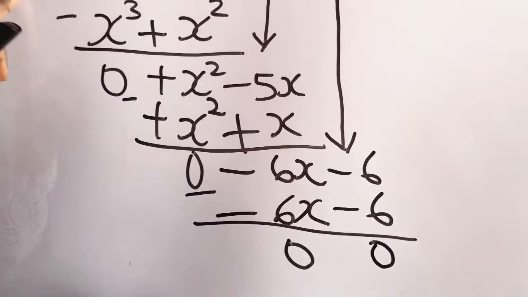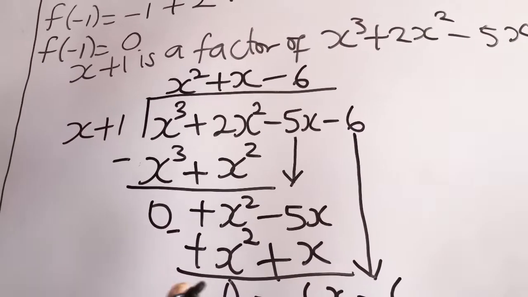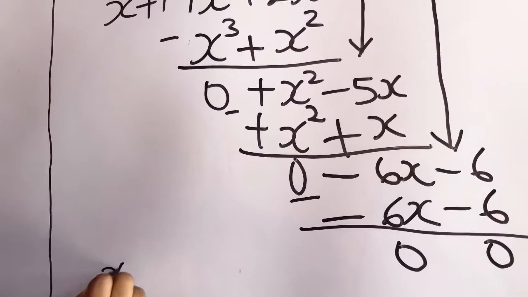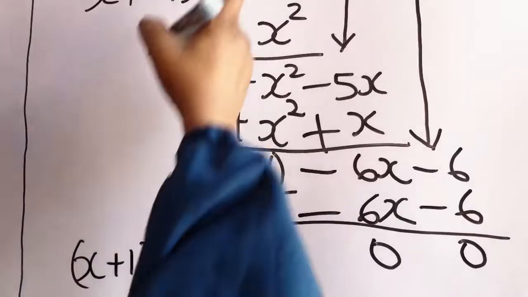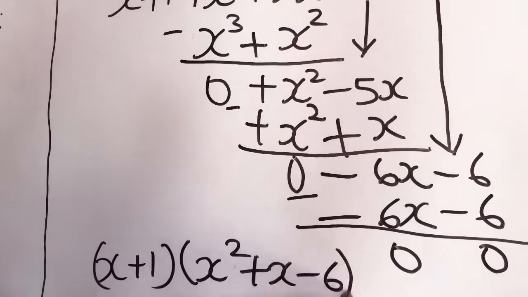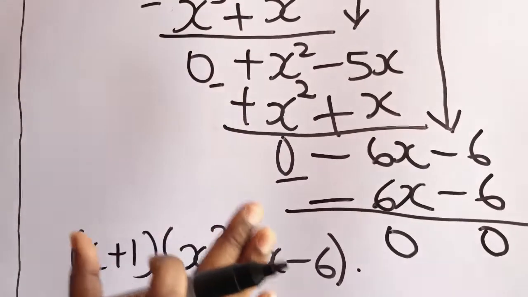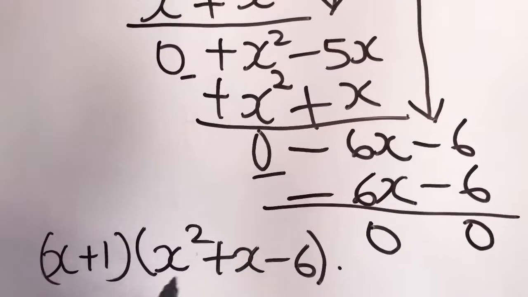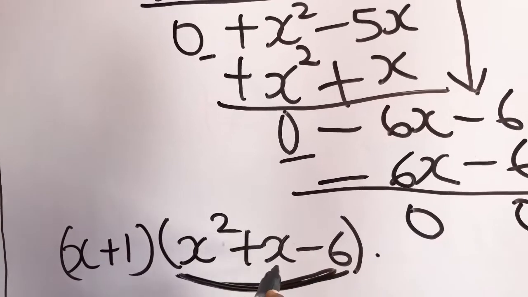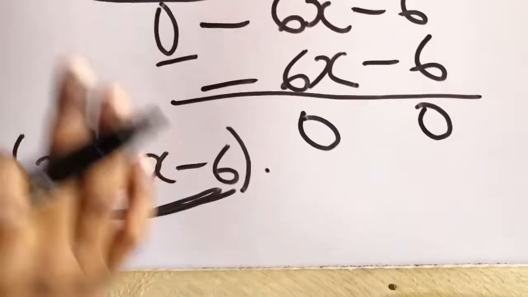So it means that x plus 1 is a factor of the polynomial x cubed plus 2x squared minus 5x minus 6. Now, the factors of this polynomial will be x plus 1 multiplied by the quotient that we got, x squared plus x minus 6. Now, in order for us to find the zeros of this polynomial, we need to solve this quadratic expression, x squared plus x minus 6. That is a polynomial of degree 2.